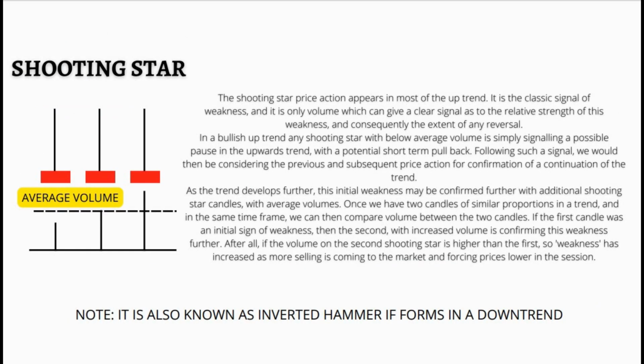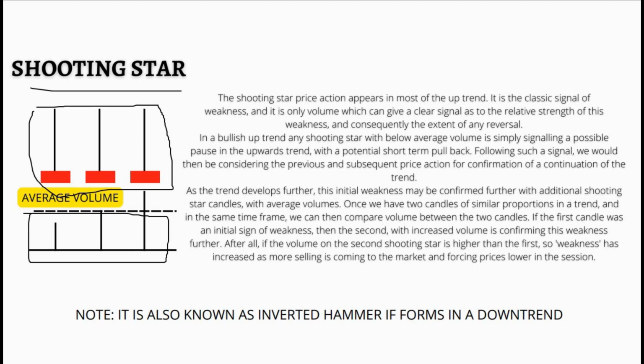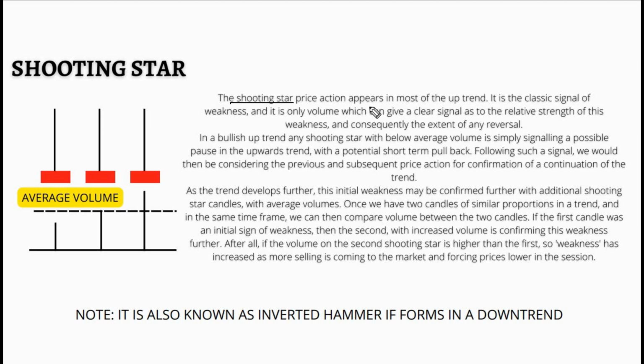See here, this is the example of a shooting star. Similar candles with different volume activity. What is this indicating? See, the shooting star price action appears in most uptrends. It is the classic signal of weakness, and it is only volume which can give us a clear signal as to the relative strength of this weakness. If a shooting star is formed with volume less than the average size, it is indicating that yes, the sellers are present but they are not in huge quantities. The selling pressure is not that great.